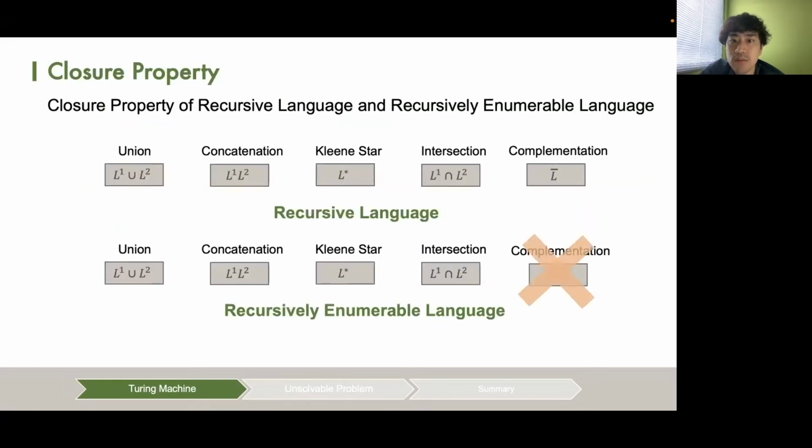Lastly, let's talk about closure property. Recursive language is closed under the following 5 properties, such as union, concatenation, Kleene star, intersection, and complementation. However, recursively enumerable language are not closed under complementation. The intuition is that Turing machine, which semi-decides L, does not halt for some word and runs forever. Therefore, you cannot make the complemented Turing machine, which can halt on the non-halting input for the original Turing machine.